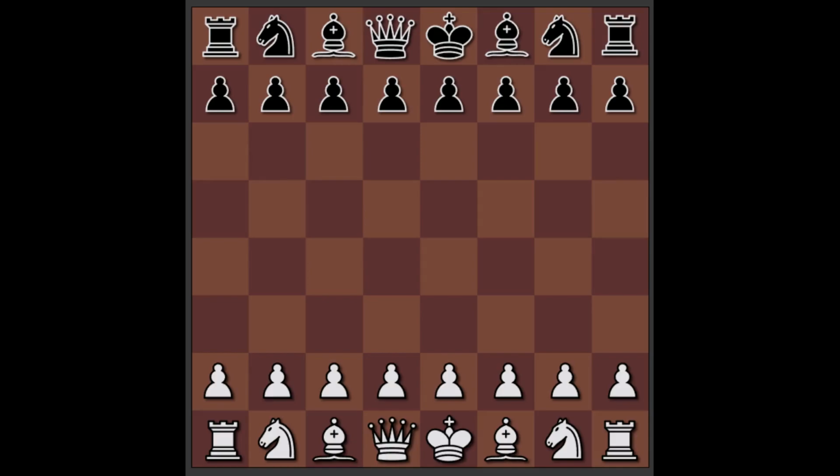Hello, today I am going to create a program that will solve the chess module from the game Keep Talking and Nobody Explodes. Before we start talking about the module, we must go over how each piece moves since it's required knowledge to solve the module.